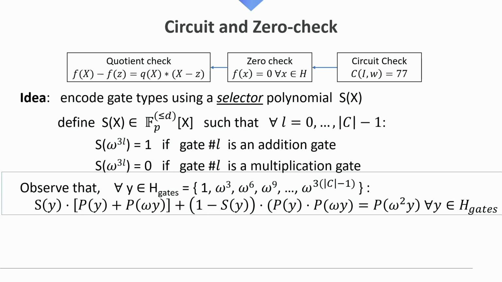And the way that Plonk proves that the circuit is evaluated correctly is by saying that either I have an addition gate, so then p(y) plus p(ωy) is equal to p(ω²y), or I have a multiplication gate, then p(y) times p(ωy) is equal to p(ω²y). And the selector basically is 1 if it's an addition gate, or it's 0 if it's a multiplication gate. So only this part will be active or this part will be active.